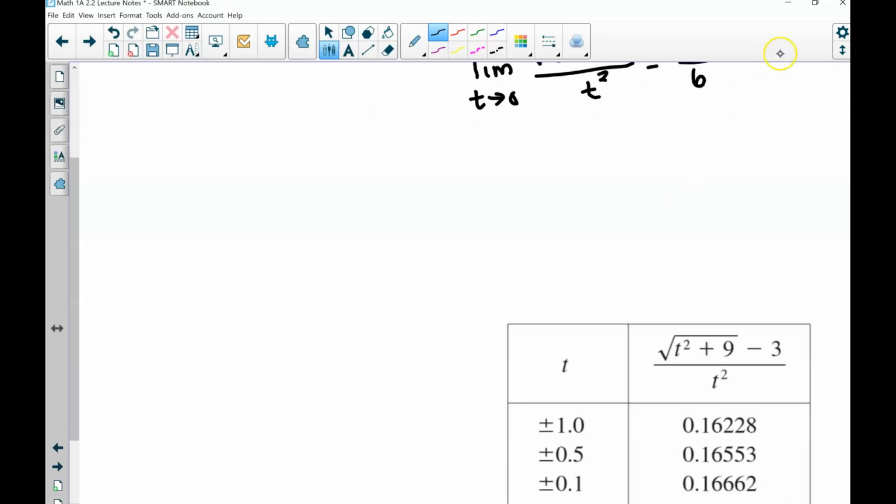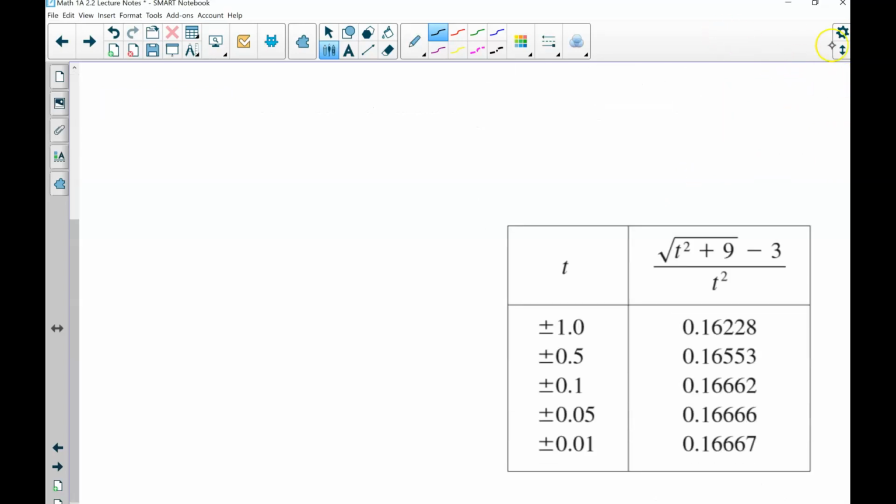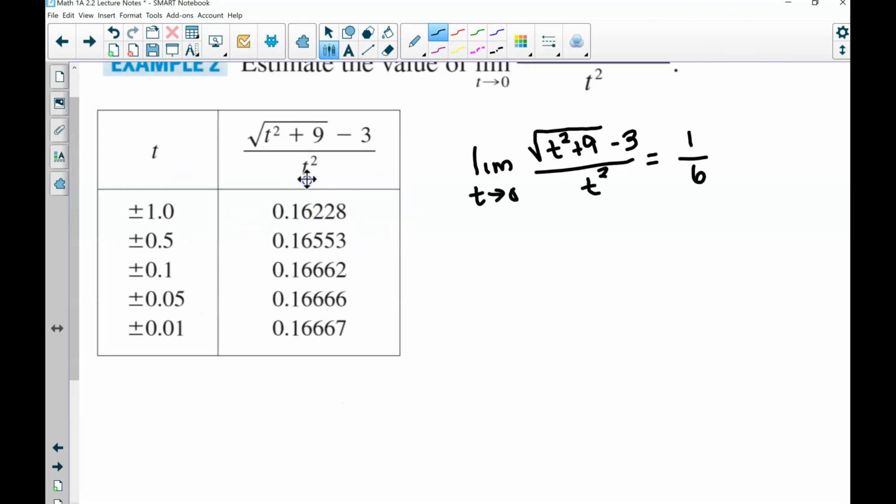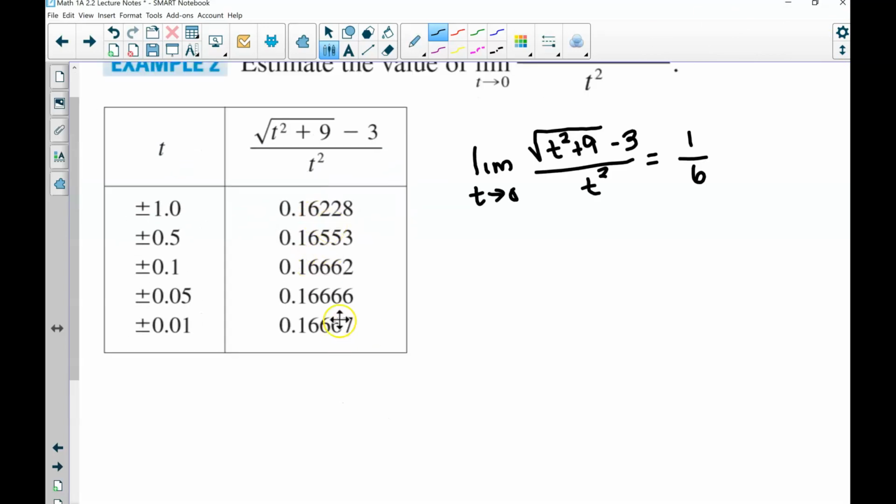Now if you notice, these are the table of values that we can put into our calculator, and I'm putting them there just so that you can see what we just did in our calculator. So again, you can see here that it's approaching 0.16667.